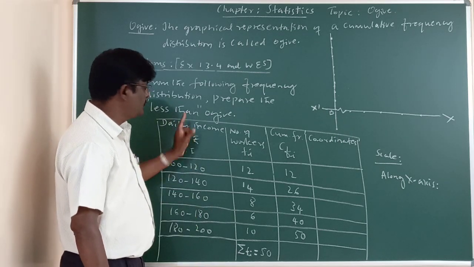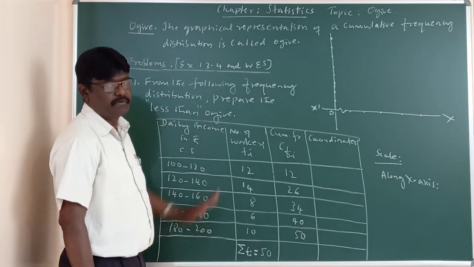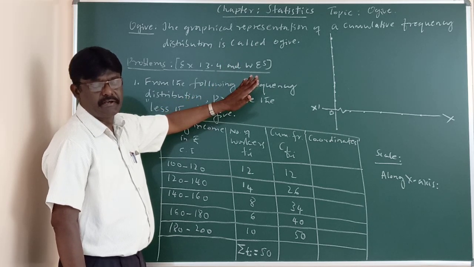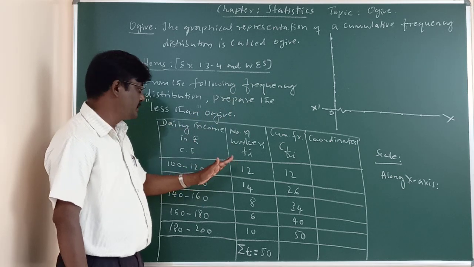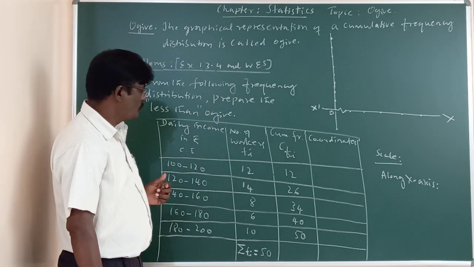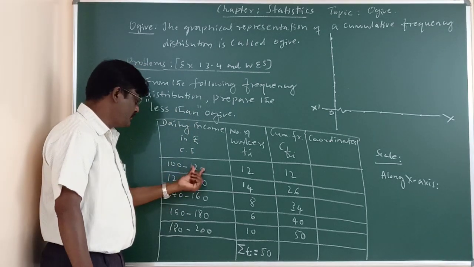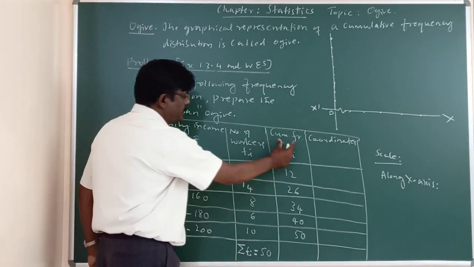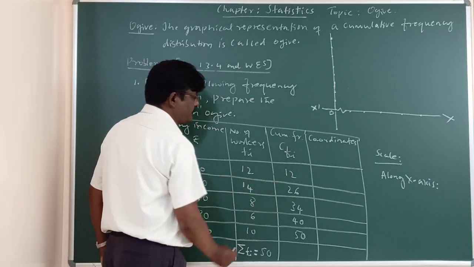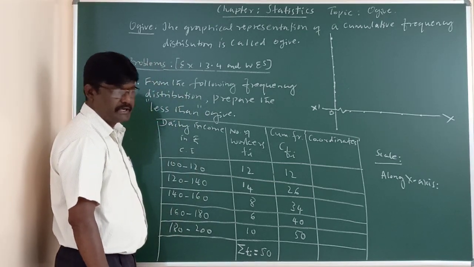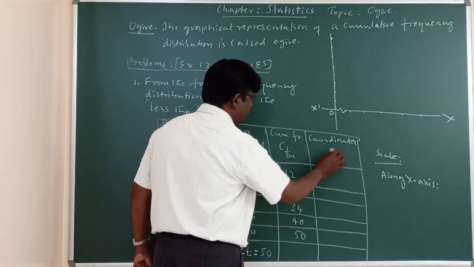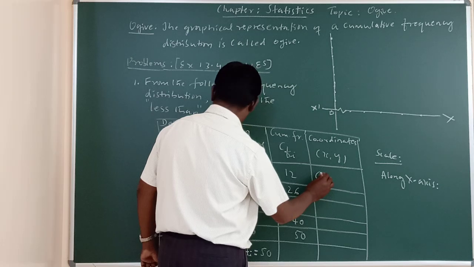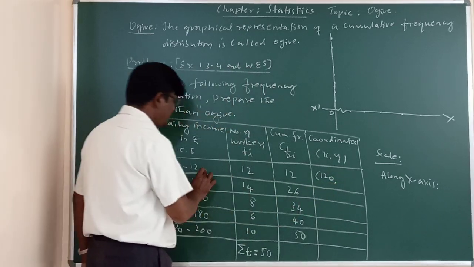In case of less than OGIVE, what are the coordinates? Whenever we say graph, we need x component and y component. Which is x component? Which should be y component? In case of less than OGIVE, we will take upper limit as x component, and the corresponding cumulative frequency as y component, y coordinate. Hence coordinates x comma y: 120 comma 12.